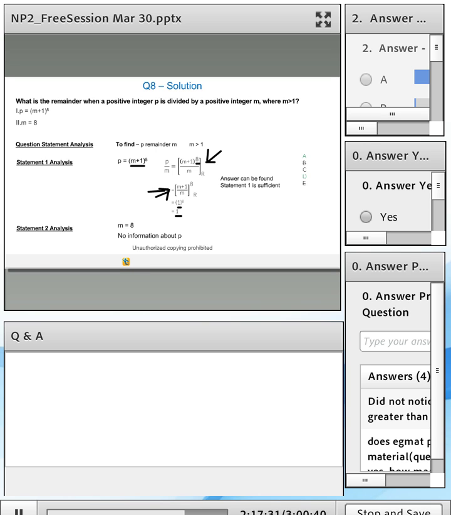So statement 2 is not sufficient, which means that the correct answer is choice A.